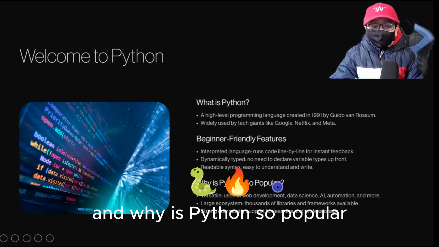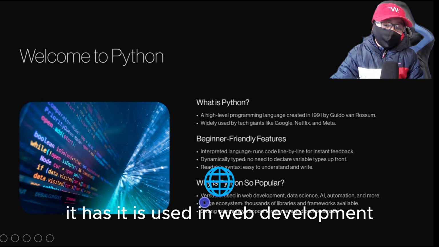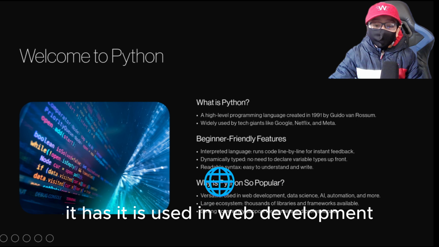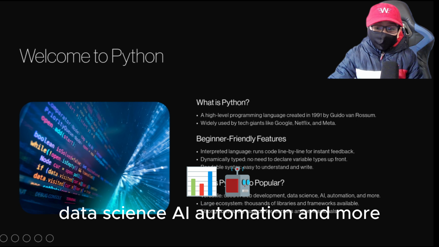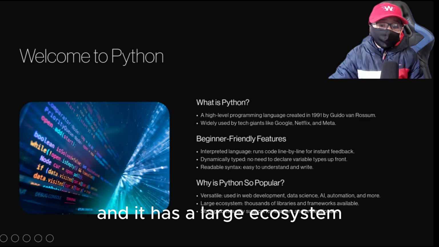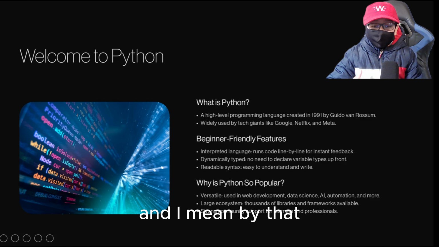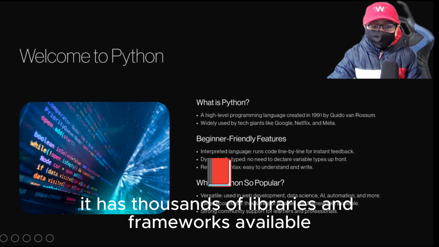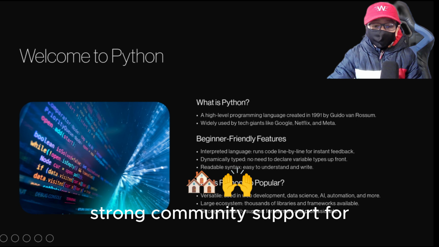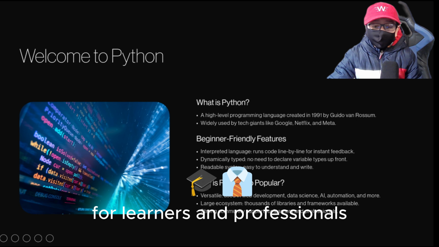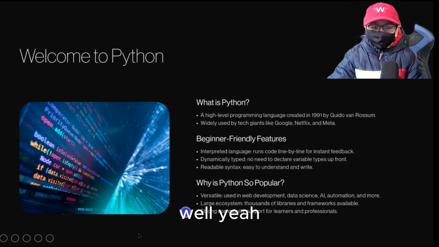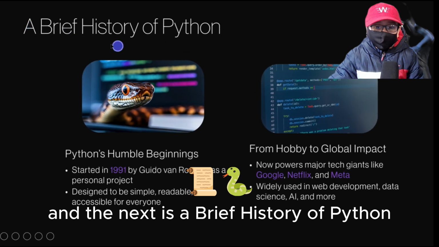And why is Python so popular? It is used in web development, data science, AI, automation, and more. And it has a large ecosystem. And I mean by that, it has thousands of libraries and frameworks available, strong community support for learners and professionals.